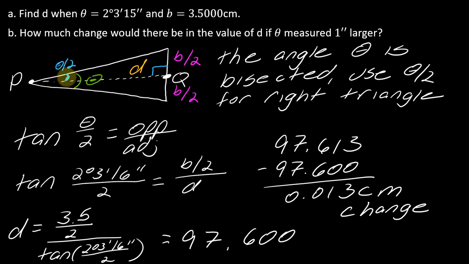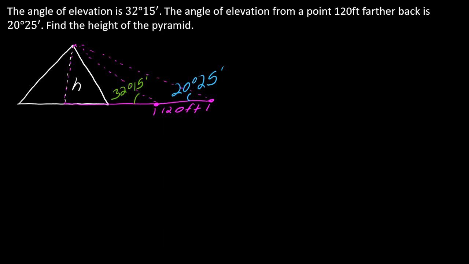So you've usually got a theta, you've got a right triangle that's going to pop up somewhere, and then you're going to have at least one side given. So this is the flow of these, but these can get challenging, and I thought it would be good to do a more challenging problem. So I've got the angle of elevation is 32 degrees and 15 minutes to a pyramid. Sorry, I forgot to write the pyramid.